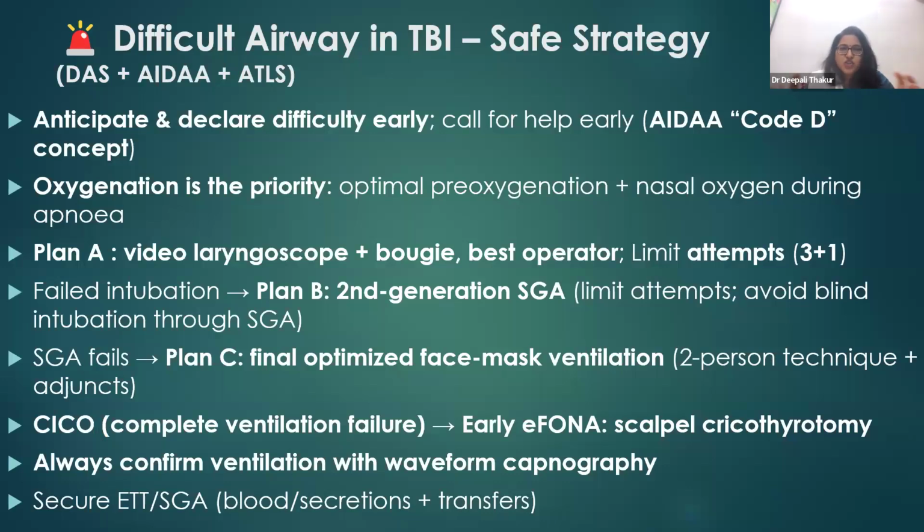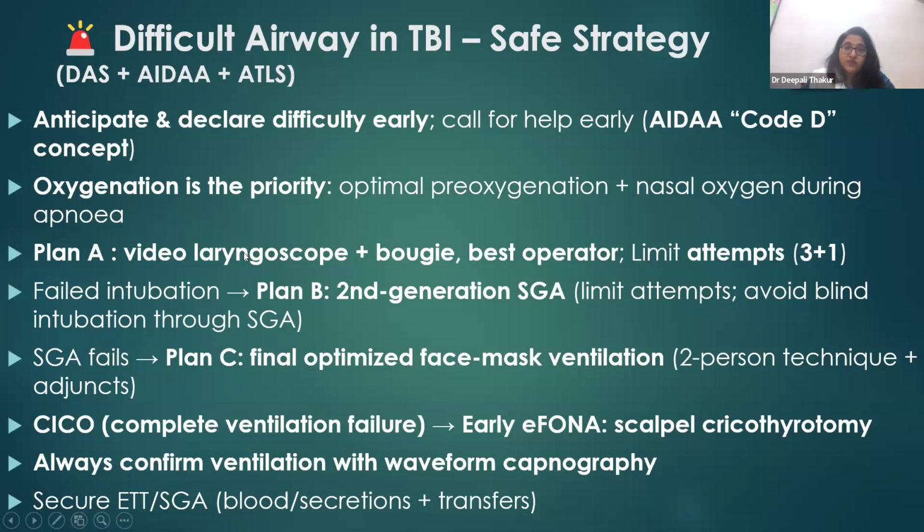And again, in short, I'm just covering the DAS guideline, a combination of all these guidelines. Basically, when you are anticipating difficulty, anticipate and declare the difficulty early. So we have said that code D, activate it early so that you can call for help early, right? Oxygenation is priority all the time. So pre-oxygenation as well as para-oxygenation using nasal O2 by whichever means available. So nasal oxygen through your flow meter or your HFNO can be installed.